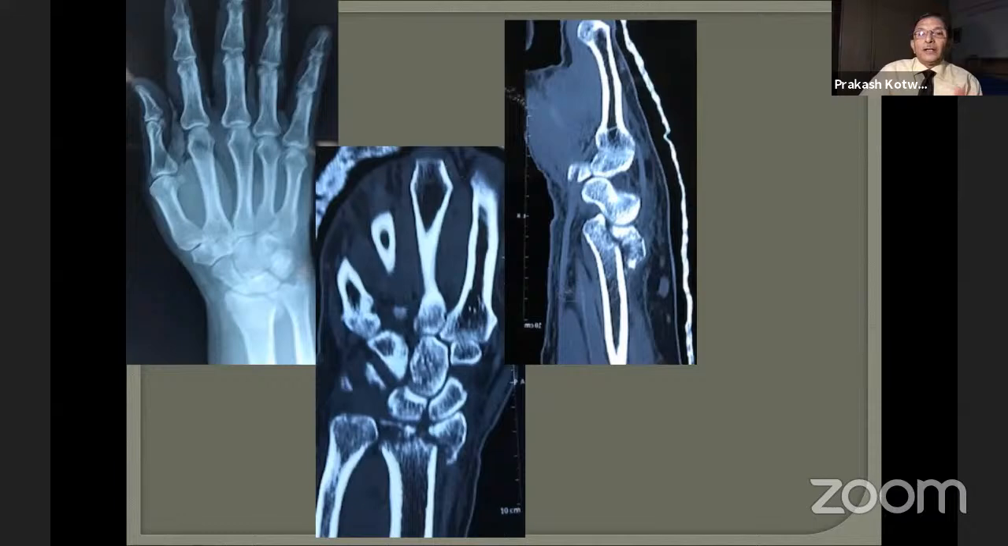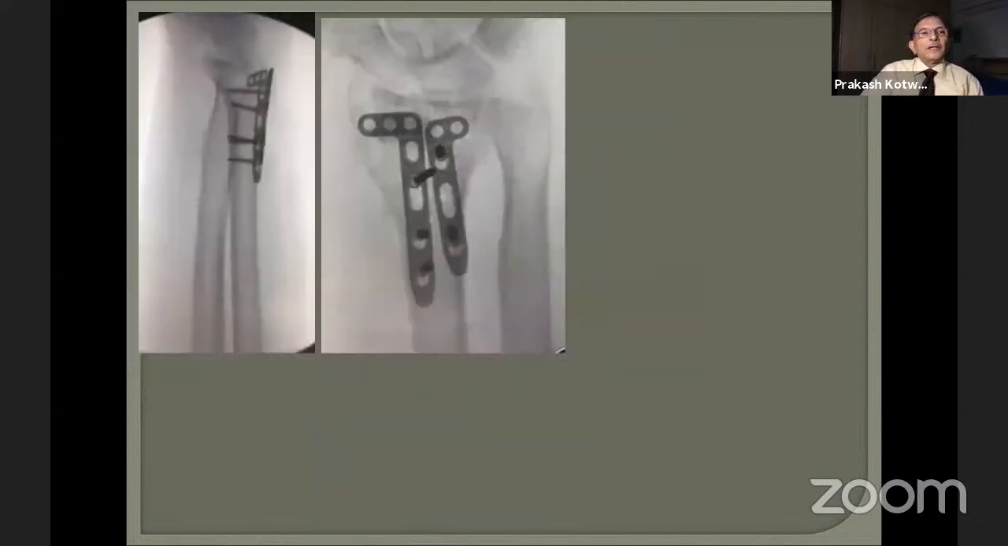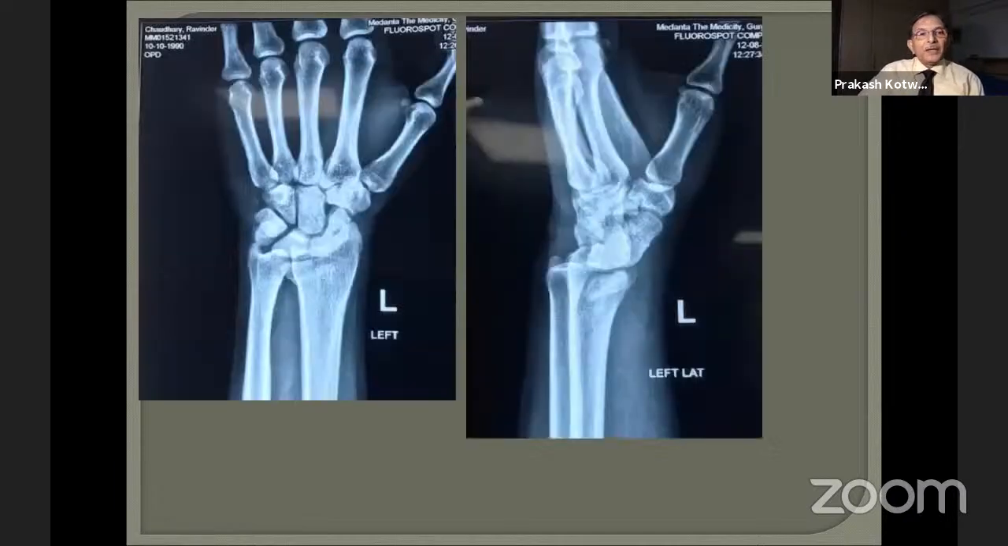To be able to address this properly, this is a case where you need to approach from the dorsal side. Once you approach from the dorsal side, you can see here, this will reduce the key corner. The lunate is back into its saddle, and the anatomy of the distal radius has been restored. You can see here, two plates were required to restore the articular surface congruity so beautifully.